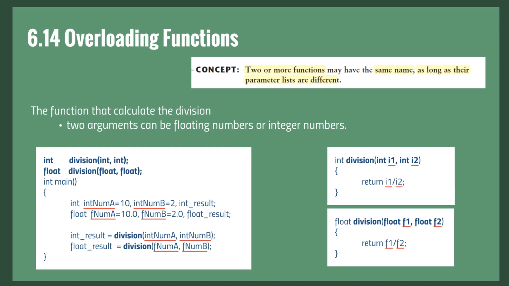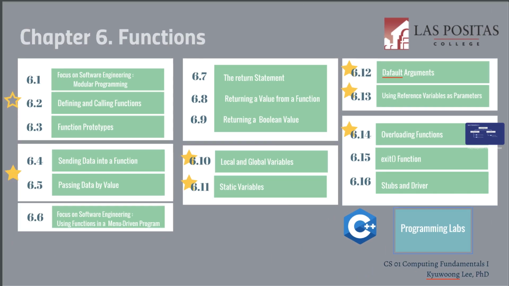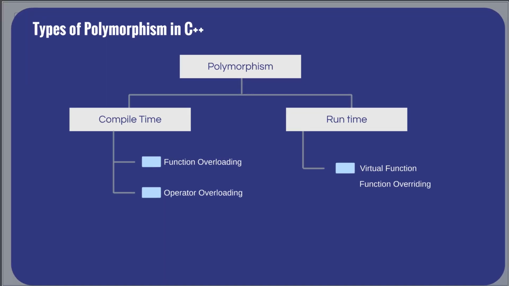So first, I want to show the brief types of polymorphism in C++. In C++, we have two types of polymorphism. The first one is compile time and the second one is runtime polymorphism. When we make the class design with the inheritance concept, we can implement runtime polymorphism. Thus, I want to talk about this topic when we learn the class hierarchy in chapter 15. And compile time polymorphism has function overloading and operator overloading.